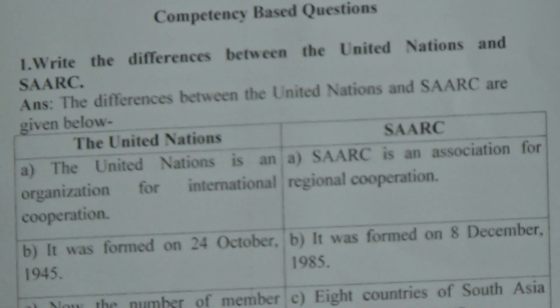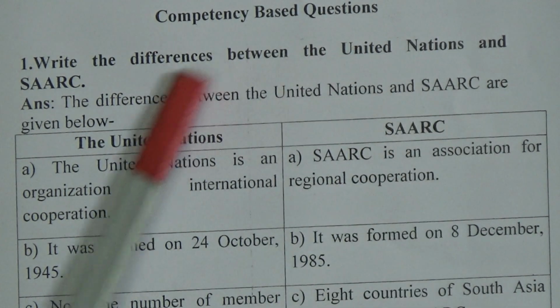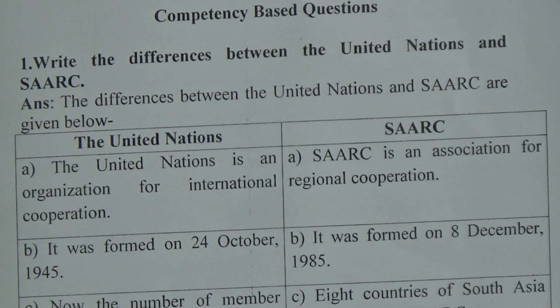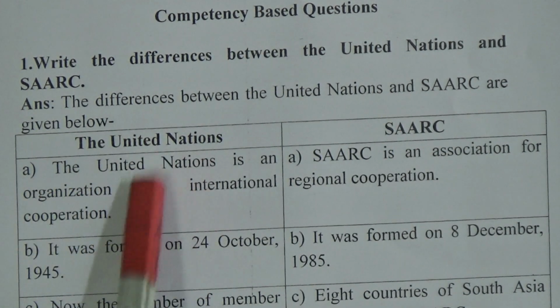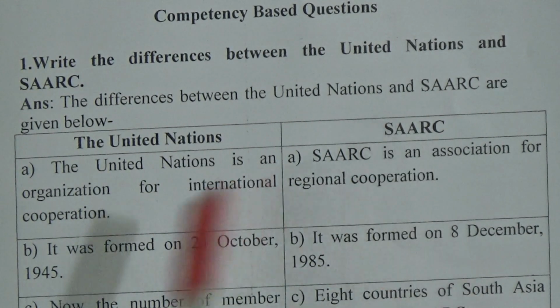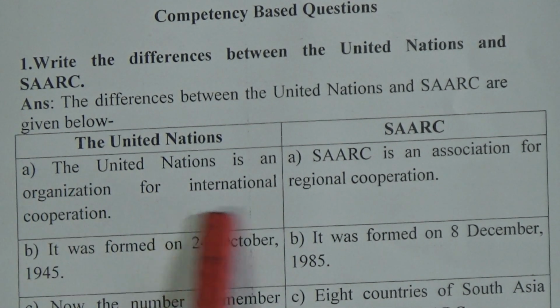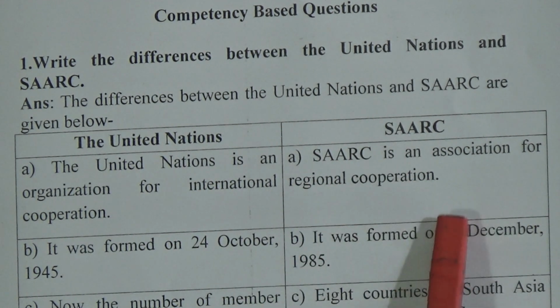Now we will go to competency based questions with answer from this chapter. Number 1, write the differences between the United Nations and SAARC. We all know that United Nations and SAARC both are international organizations. The differences between the United Nations and the SAARC are given below. Here in the first row, this is about the United Nations and then the SAARC. The first difference, the United Nations is an organization for international cooperation and SAARC is an association for regional cooperation.